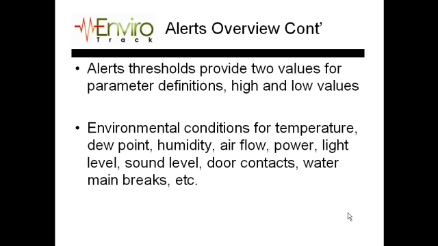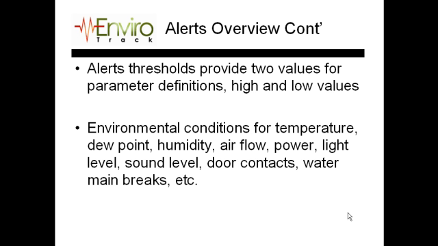Once again, the thresholds provide 2 values that you can set for each individual alert, a high and low value. And all the conditions that are inside EnviroTrack allow for things like you see on the screen here: temperature, dew point, humidity. You can even do door contacts, whether it's a physical door, a server room, or a cabinet. You can also be notified if there's a water main break. We actually had a county here in the Dallas area that lost a whole entire server room just because they weren't monitoring for water main breaks.